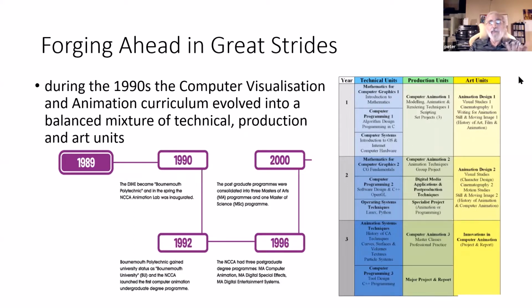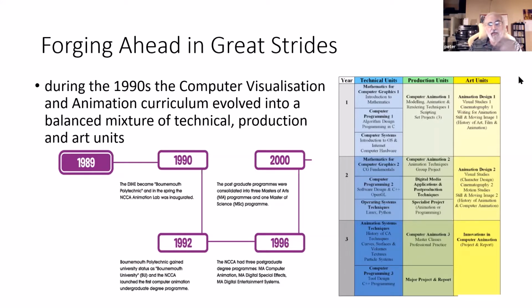Strictly speaking, year one, year two, year three of the degree, the blue part of the diagram is the technical subjects. The green is the production subjects, and on the other side the yellow is the art units. So you get an amalgam of technical and creative subjects, and in the middle you have the mixing of the two, which are primarily used in the production of animation. Not only does the student have to understand the technical side and the creative side of animation, but they have to be able to apply it to produce animations as well.